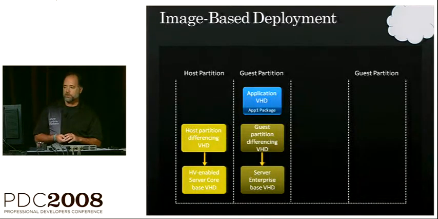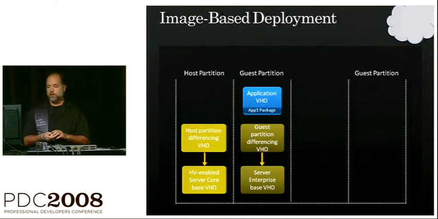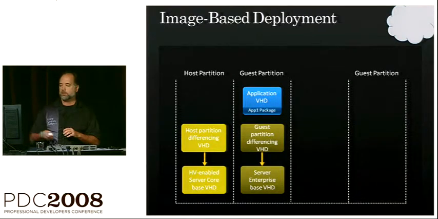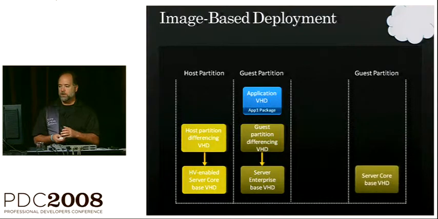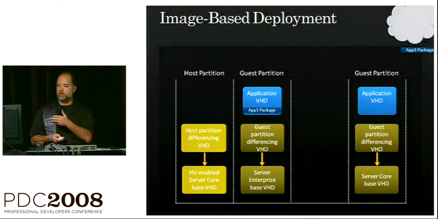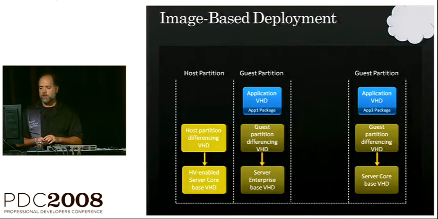Let's start another virtual machine. This time, we're going to use server core, not server enterprise. We don't have that VHD yet, so we have to copy it. The rest of the steps are similar. We attach a differencing disk, create an app VHD, download the app package, start the app.